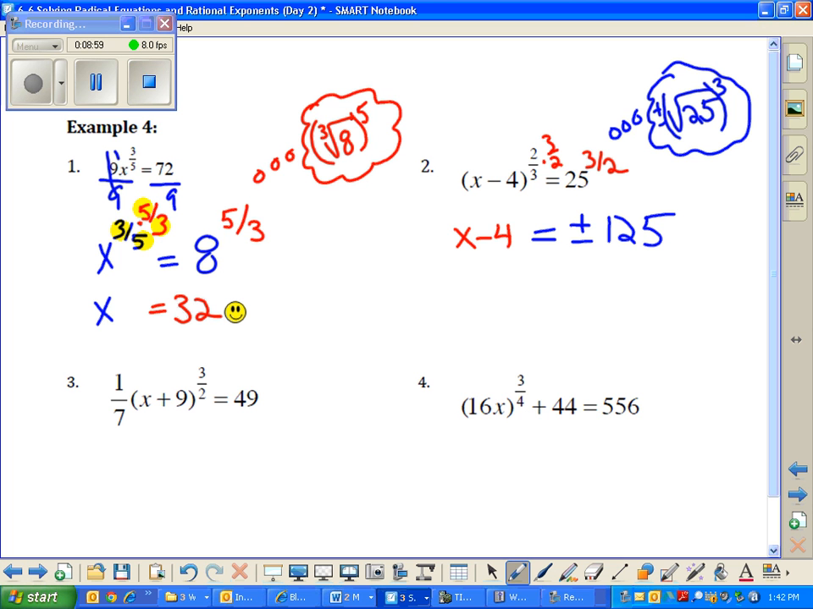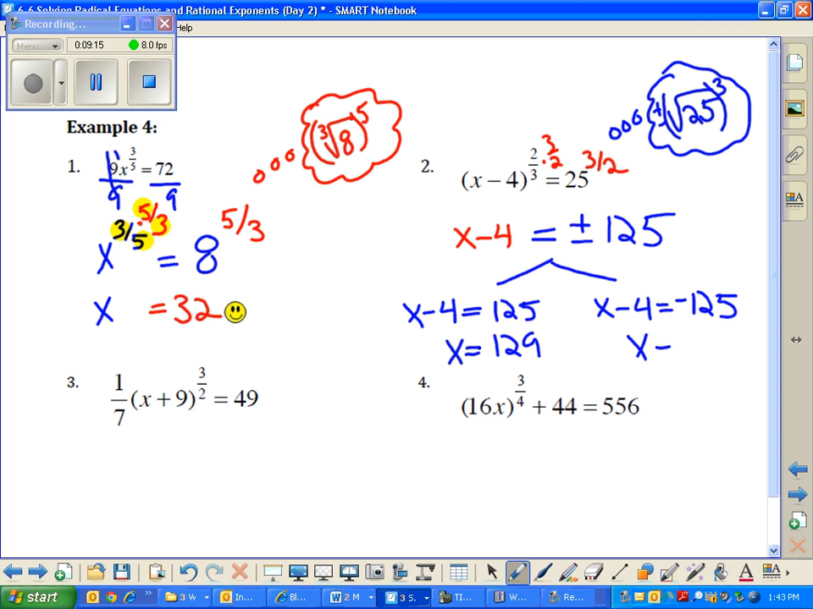Okay. So now I'm almost done. I have x minus 4 equals 125, and x minus 4 equals negative 125. Add 4 onto both sides, that is 129. Add 4 over here, you get negative 121.